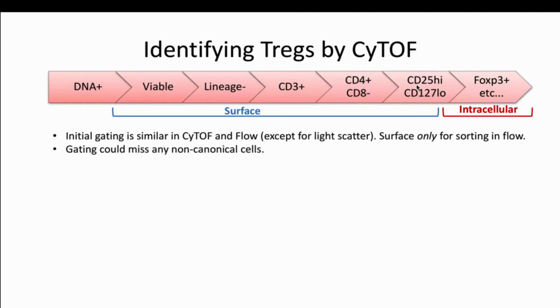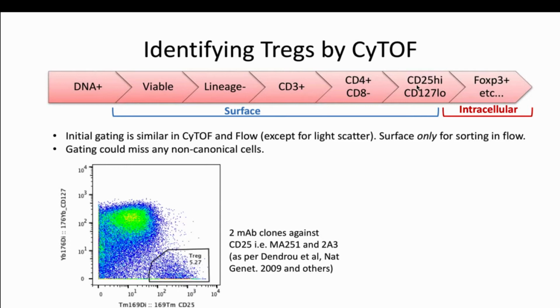But often when you want to investigate more about these cells, you have to do intracellular staining to find out what the functions are. And that's what we're doing here. So we're building up a much bigger panel to look at what these cells are actually doing. Now, I've shown you the typical gating strategy to show you we can do exactly the same thing in CyTOF as in flow cytometry, but it's important to recognize that we wouldn't just rely on this gating strategy. We'd miss any of these cells that we're maybe not expecting to see in there.